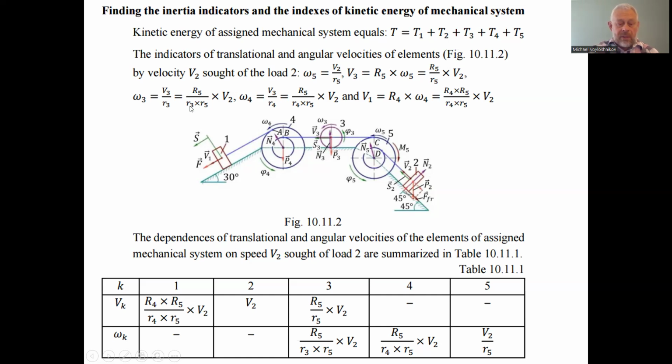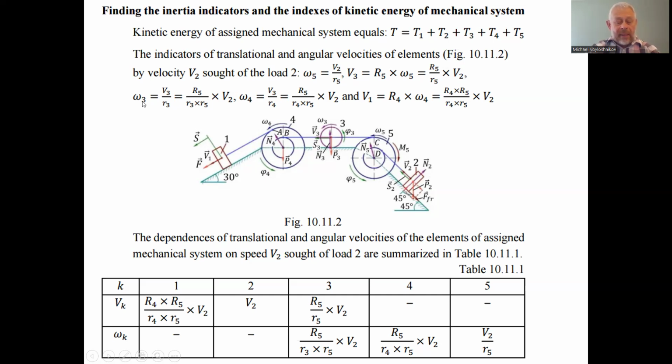So we have radius R3 of the roller, we divide the translational velocity by R3, and we have what is V3, the translational velocity, the same as the velocity of the other rim of the fifth stepped pulley. Then we have this from here, the translational velocity of V3. After the substitution, we can find the dependence.